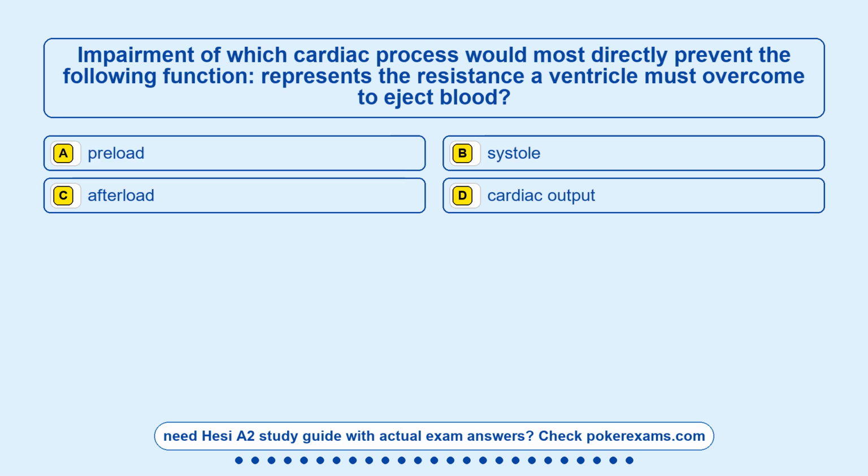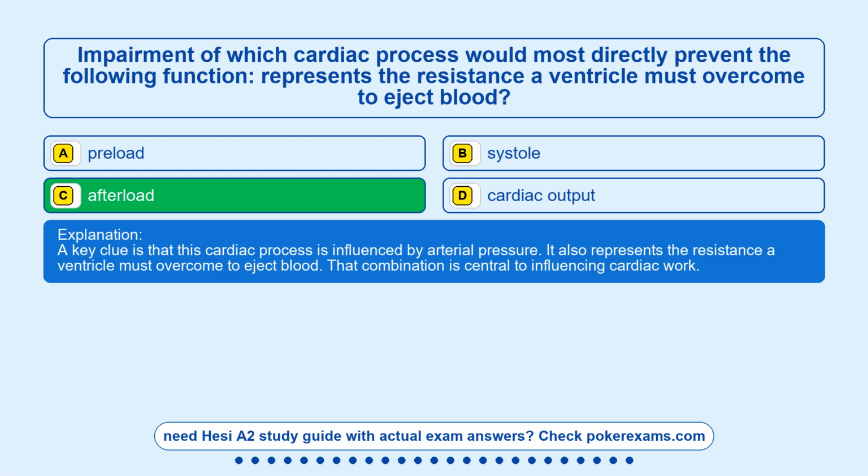Question 25. Impairment of which cardiac process would most directly prevent the following function: represents the resistance a ventricle must overcome to eject blood? Option A, preload. Option B, systole. Option C, afterload. Option D, cardiac output. The correct answer is option C, afterload.